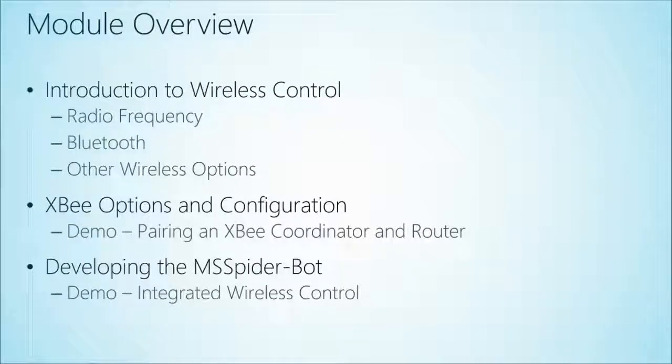So we want to introduce you to what wireless control is. We'll talk about some options, radio frequency and Bluetooth are a couple of options. There's others that we'll just briefly cover. And then we're going to look at a very specific type of technology called XBee, which is radio frequency wireless control. We'll do a little bit of a demo. And then we're going to show you the MS SpiderBot, which is where we integrated the wireless control into the robot, and then we're going to be able to control it using a PC. And we'll go back to the studio for that and show you how that works. So this is really about just breaking down the wireless control options and then showing you how we integrate those options into a working robot.